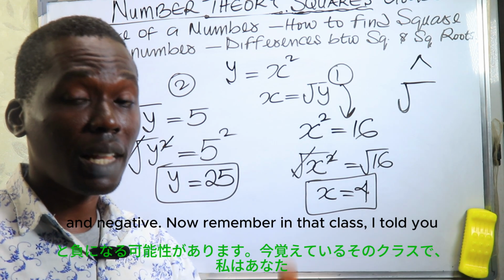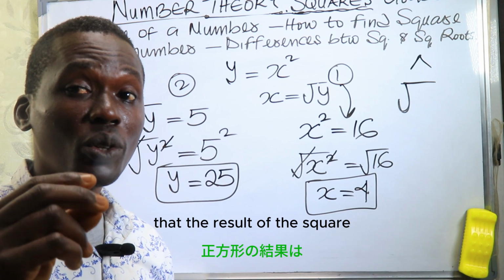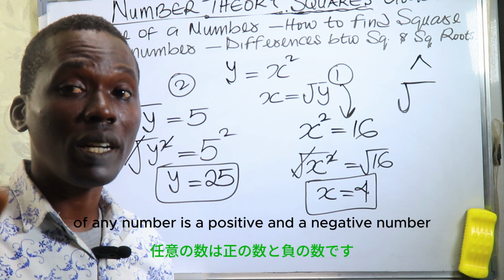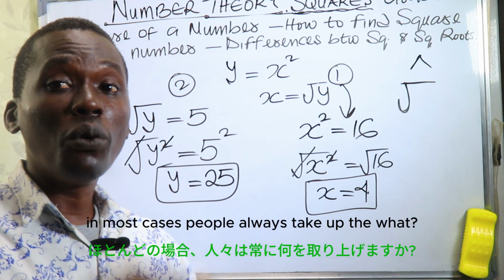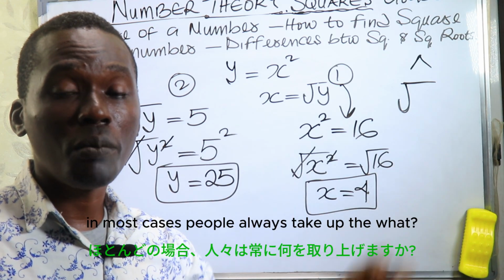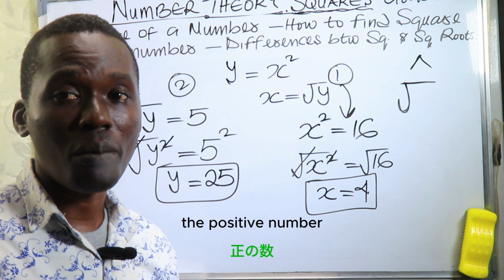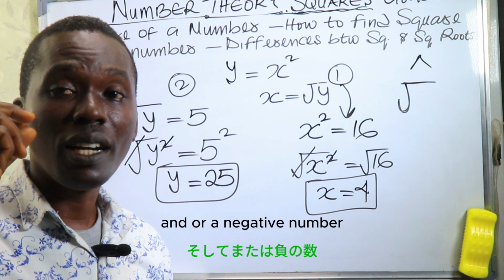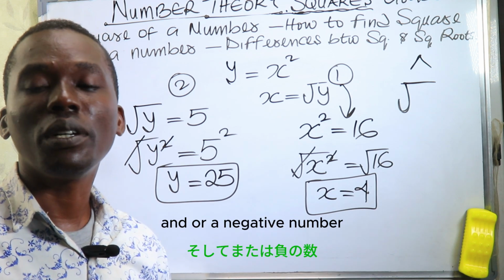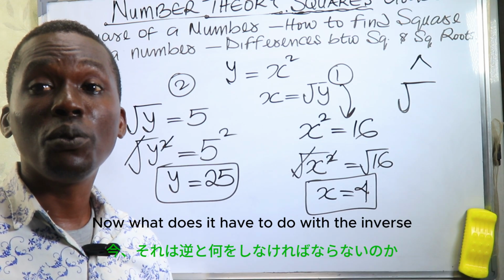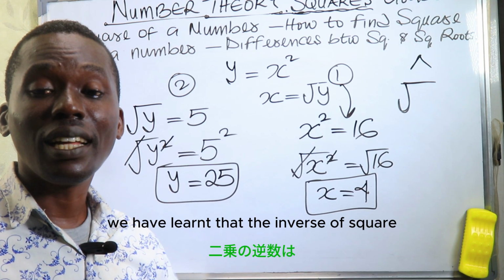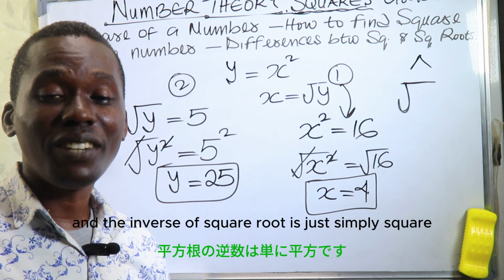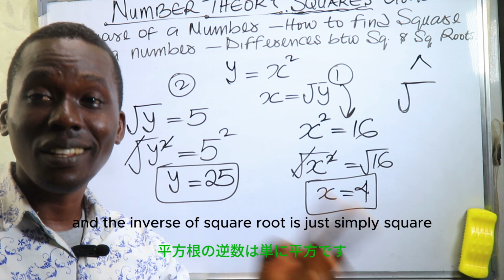Now, remember in that class, I told you that the result of the square root of any number is a positive and a negative number. However, in most cases, people always take up the positive number. So square root will always give you a positive and or a negative number. Now, what does it have to do with the inverse? We have learned that the inverse of square is square root, and the inverse of square root is simply square.